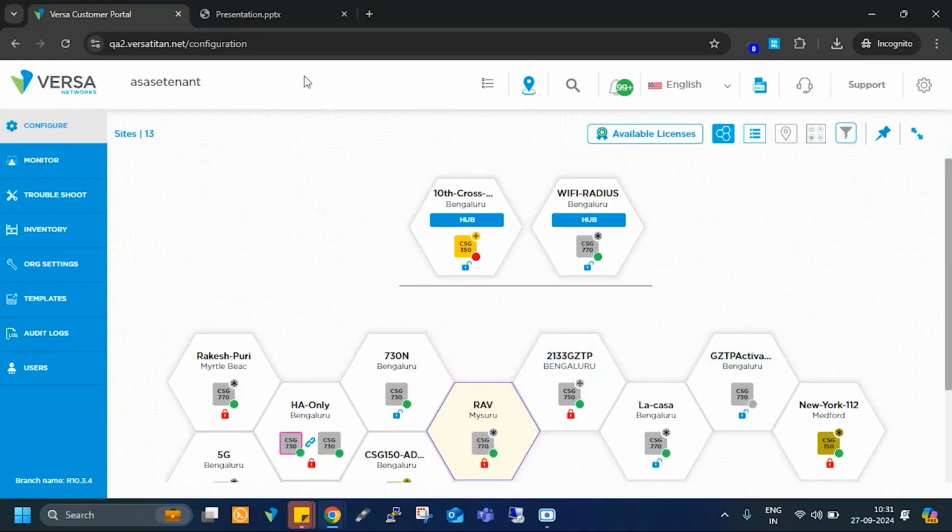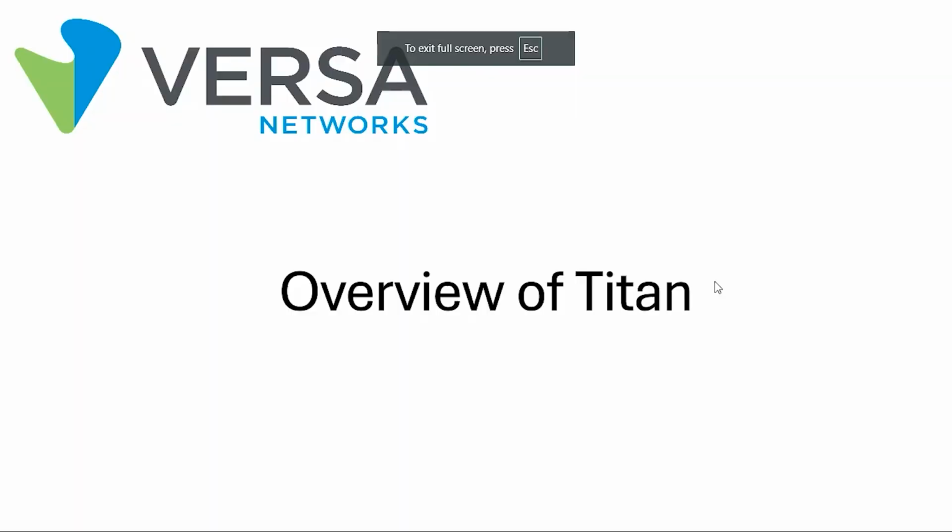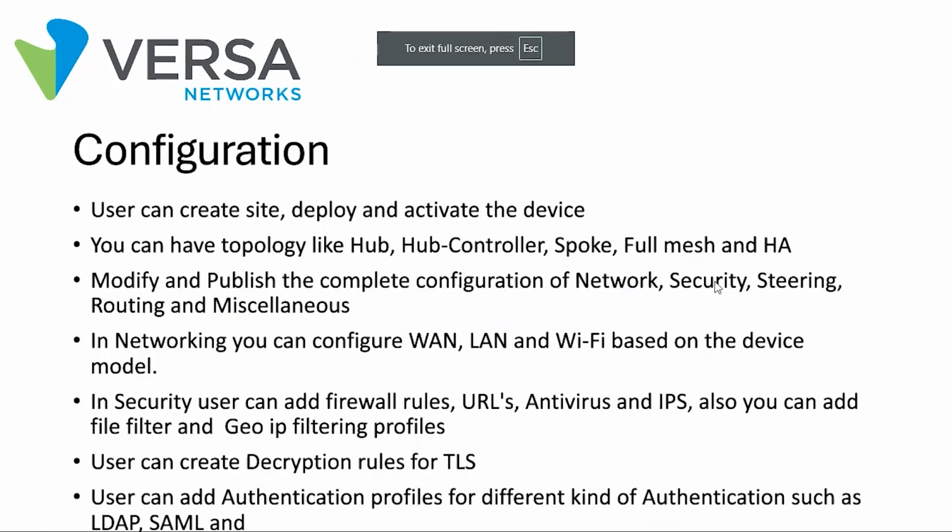Let's start with configure. Let's look at how to deploy a device. As mentioned earlier, the configure section is where you manage your devices, create sites, deploy, and activate devices. During deployment, you can choose from topologies such as hub controller, spoke, and full mesh. We also offer high availability, allowing you to deploy 2 devices connected back to back. You can modify configurations and publish them with options such as security, steering, routing, and miscellaneous. In the configure section, you can view device configurations related to network, security, steering, DNS proxy, routing, and miscellaneous.